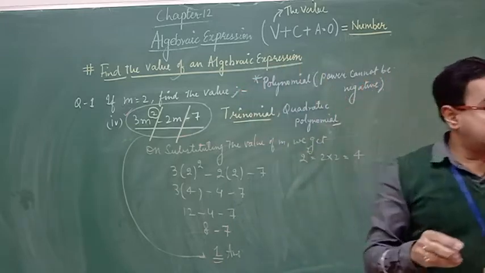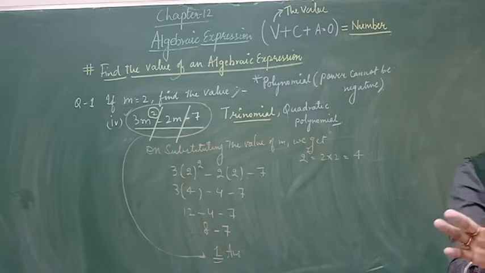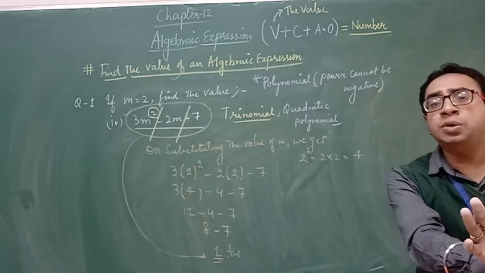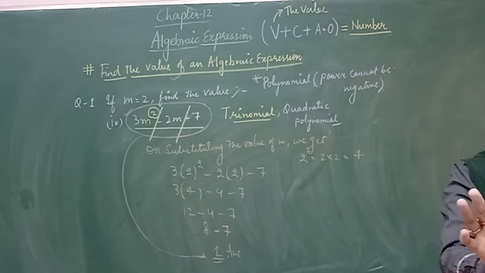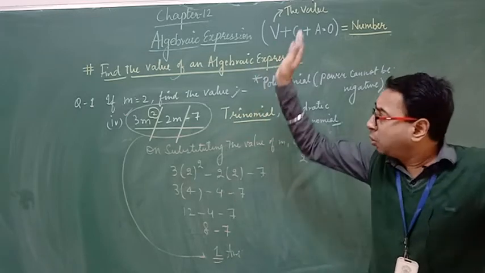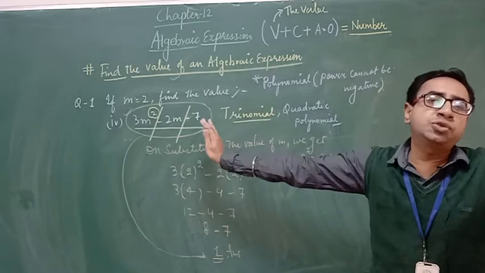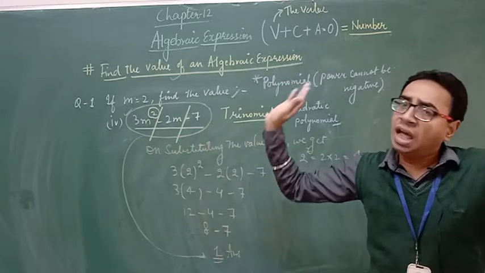Clear? Question number 2, you can do it yourself, that's not a problem. Again, we have to substitute the value and solve. Question number 3, very easy. Again, same thing. You have to substitute the value. The whole exercise is based on substitution only. You have to substitute and you have to solve.